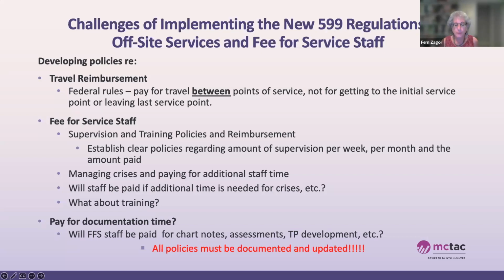If they are, it's important to know that the federal rules require that you pay between points of service, within the service that you're providing, not for getting to that service or getting home or wherever you're going after that. As long as you're working within the program, the federal rules apply.